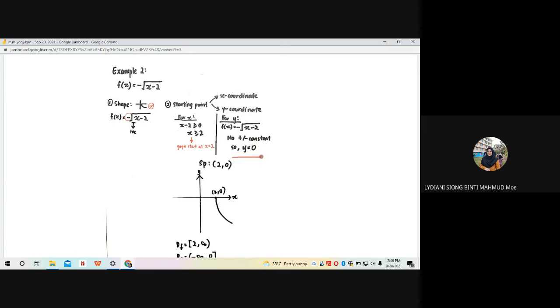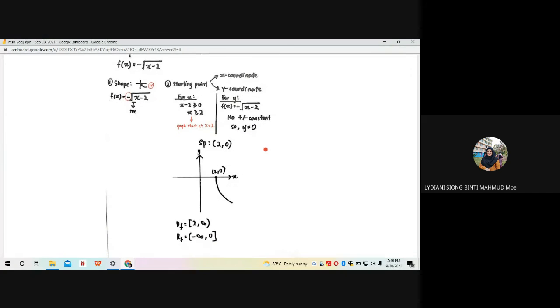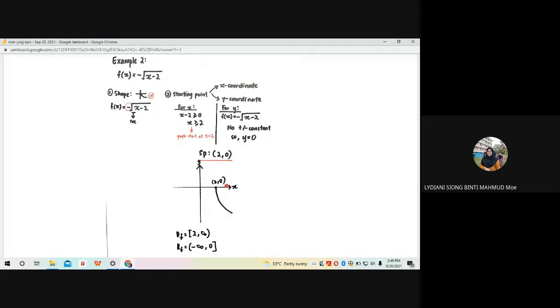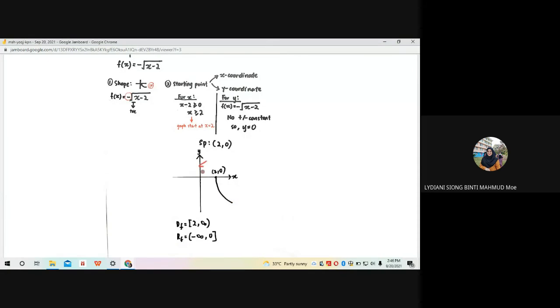So right now we have our starting point and we can plot the graph with x equals 2 and y equals 0. The graph is going to be like this, same like we have identified just now. Okay, since our graph does not pass through y-intercept, we don't need to find y-intercept. So directly we can state our domain and range.